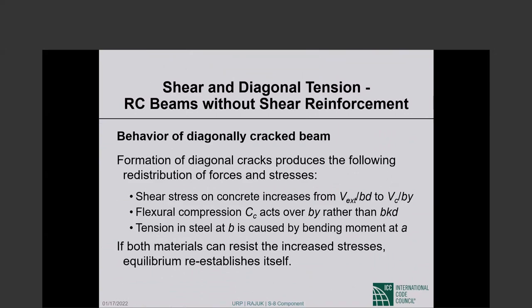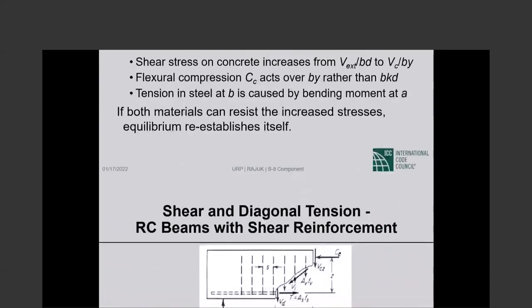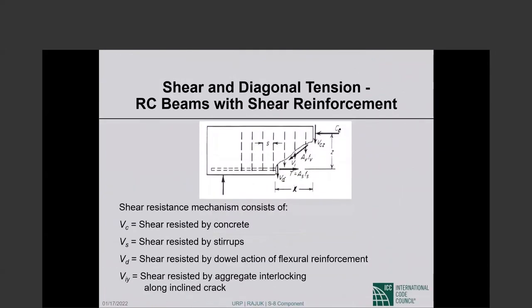And tension in steel at B is caused by bending moment at A. These are all quite important. Shear stress on concrete increases from V external over bd to V sub C over by. Flexural compression acts over by rather than b times kd, and tension in steel at B is caused by bending moment at A. If both materials can resist the increased stresses, equilibrium re-establishes itself. So the opening of a diagonal crack does not have to be the end of the beam. That is the message. Okay.